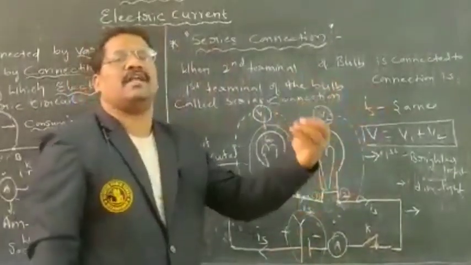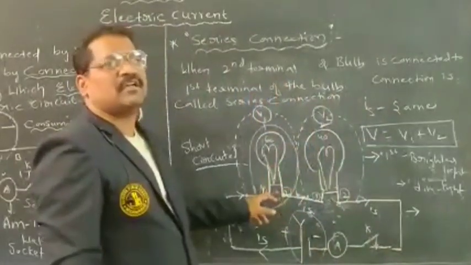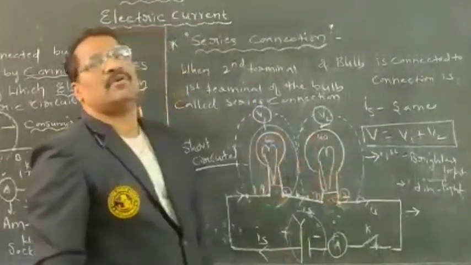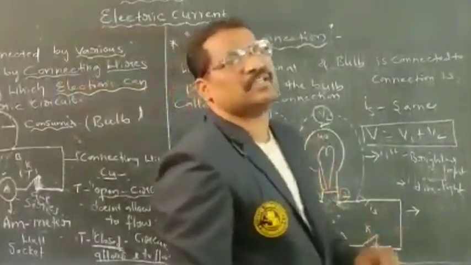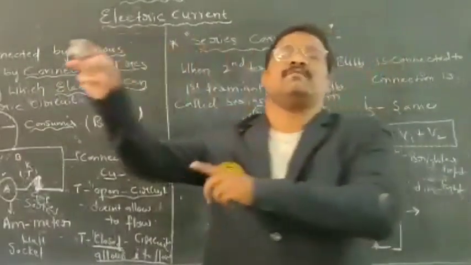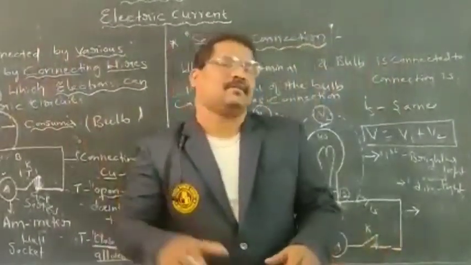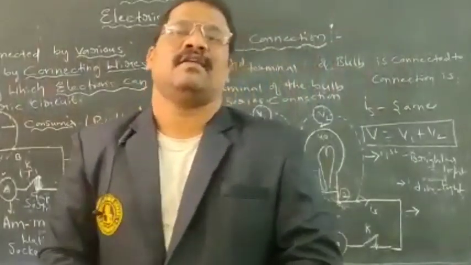How can we identify current is flowing in a circuit? As the bulb is glowing. As the first bulb is short circuited, current does not flow to the second bulb. Due to that reason also, series connection is not that applicable in our household appliances. By this we have completed series connection, children.